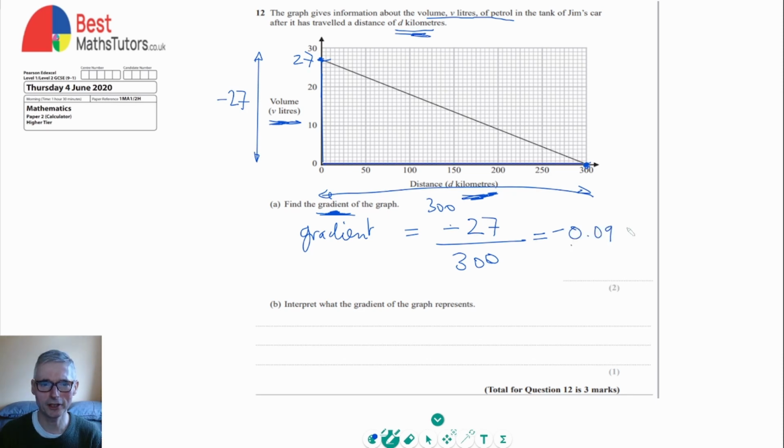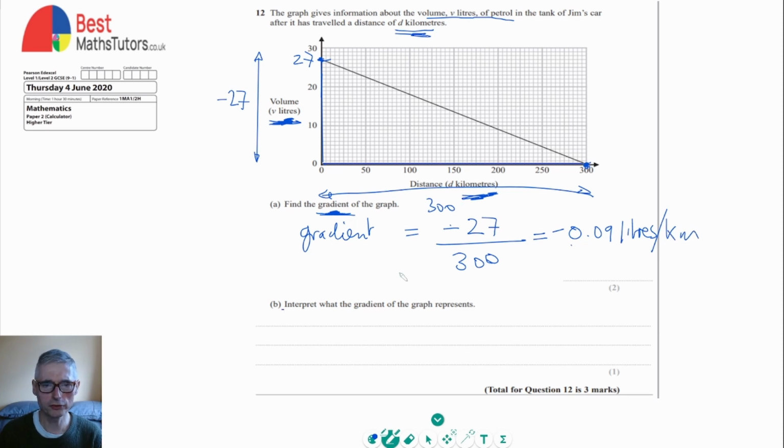And we also need to be careful to use the units as well. So we can see what that is: litres per kilometre. So that's given the units of it as well.